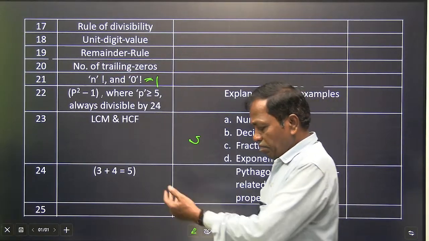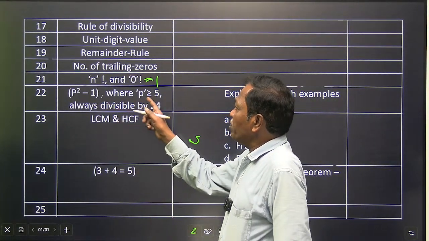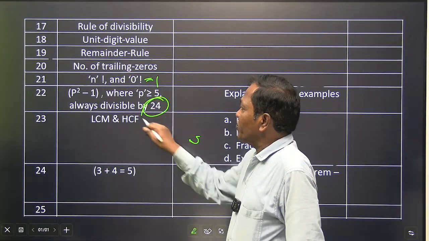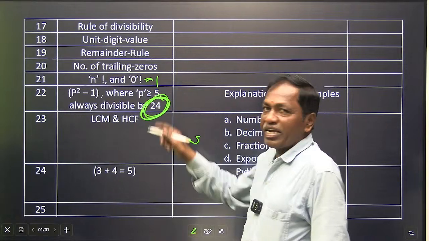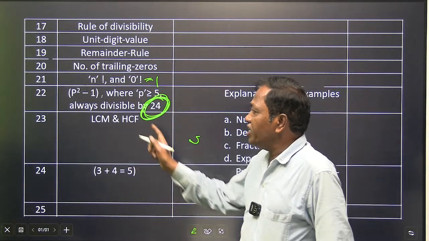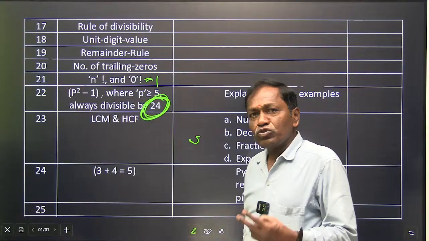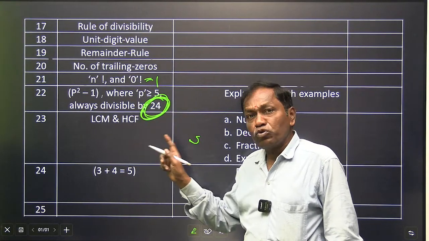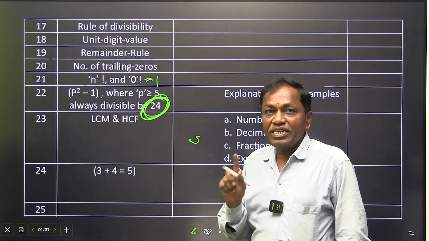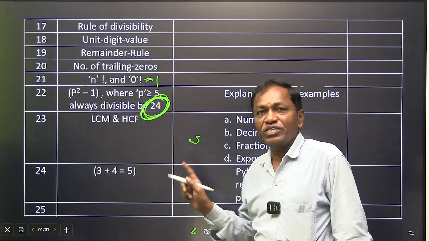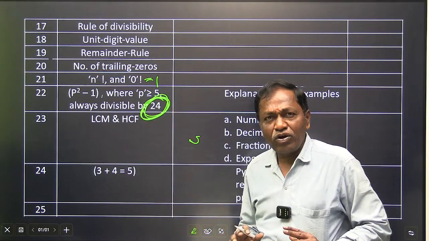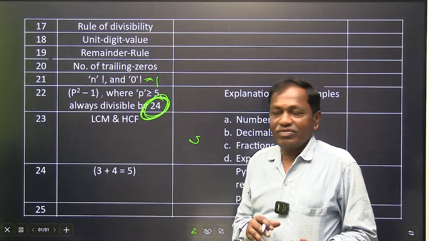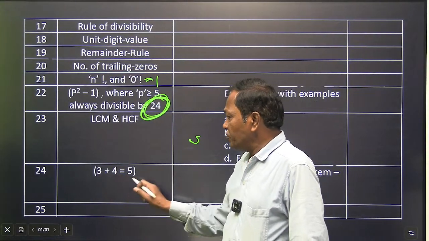Yes, next. P square minus 1, where P is greater than or equal to 5, is always divisible by 24. It is a fixed property. Okay, we have to write and see all these things. LCM and HCF: you will have 2 questions in every paper about LCM and 2 questions from HCF. See, the 4 questions. The moment you start reading the question, you must know whether it is LCM or HCF.